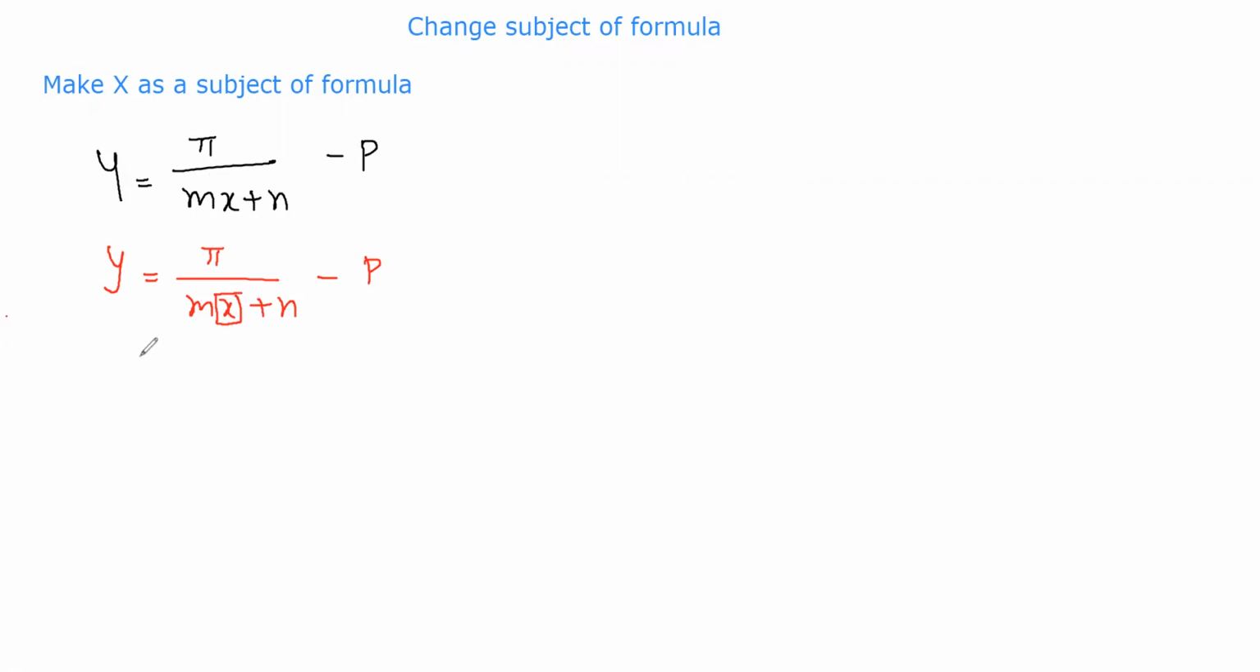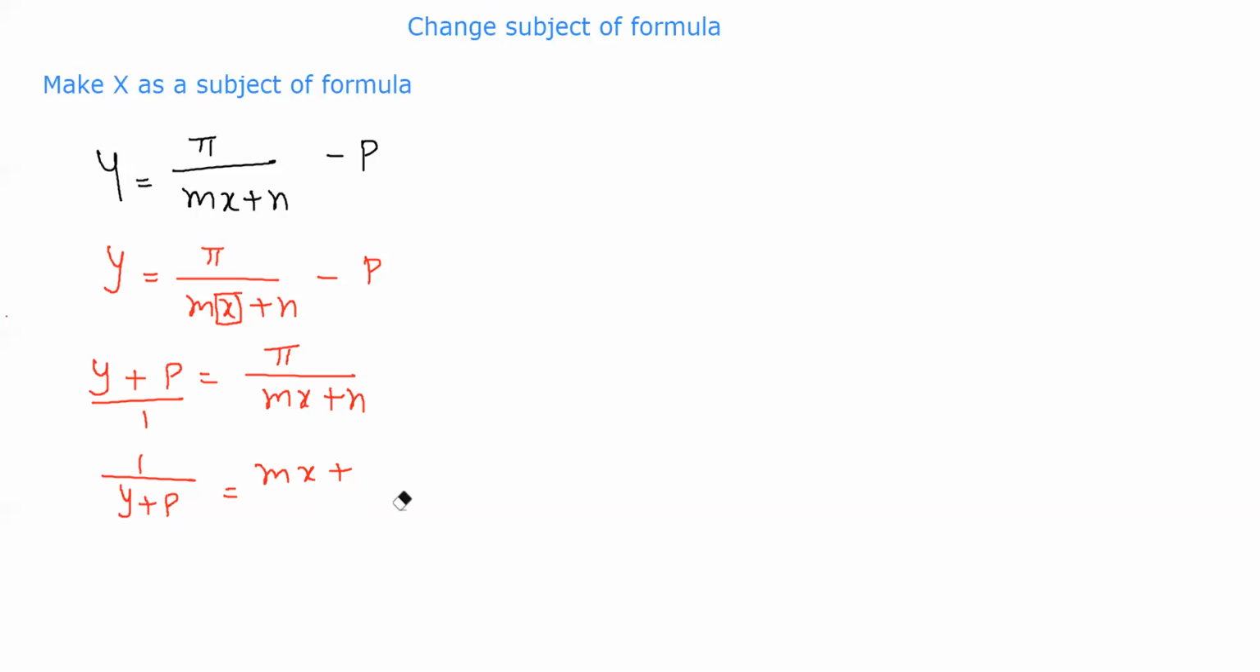First of all, this x is in the divide. We have to make it into the numerator. So before that, this take away p, we can shift to the other side. So that will become y plus p is equal to pi over mx plus n. Is this okay? Now there is nothing in the denominator, you can consider 1. So we can flip the fraction because x is in the denominator. So 1 over y plus p is equal to mx plus n, divided by pi.